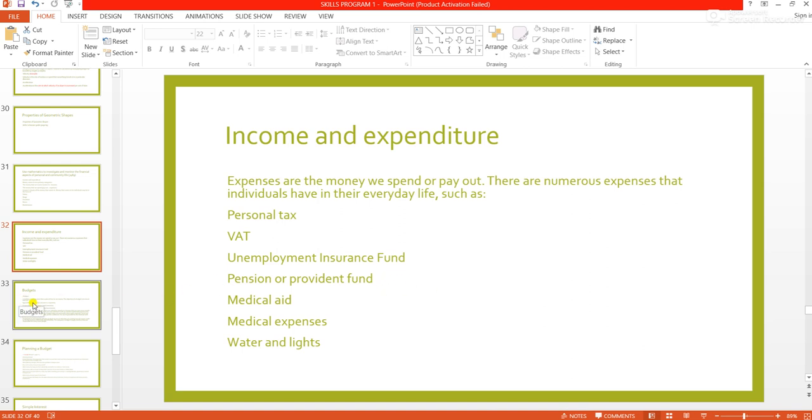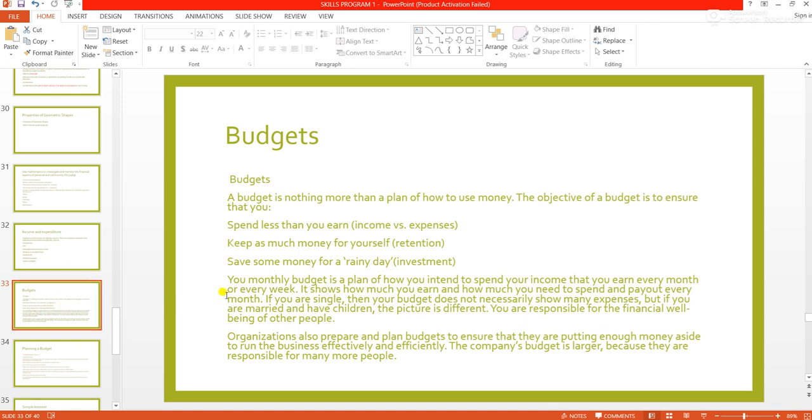So moving on to the next slide, we've got budgets. A budget is nothing more than a plan of how to use money. The objective of a budget is to ensure that you spend less than you earn. Income versus expenses. You keep as much money for yourself, which is retention, and save money for a rainy day, which is investment. So the good thing is in your learner guide they give you examples.